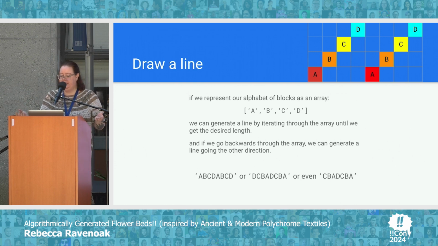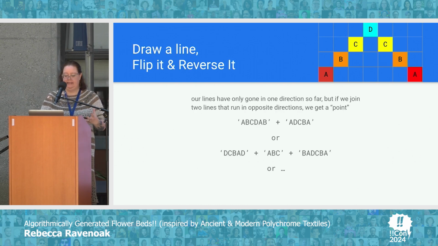We could skip over letters. Technically, that's fine, but it would give us breaks and discontinuities, and those would be really weird flowers. So we only want to generate continuous lines for our flowers. A single line can be interesting, right? Like those blankets I showed you earlier were based on a single line.